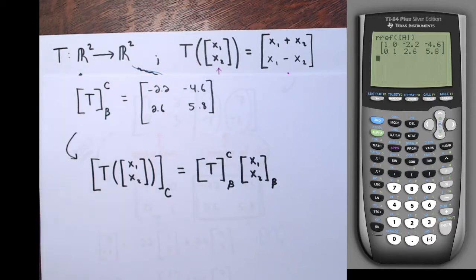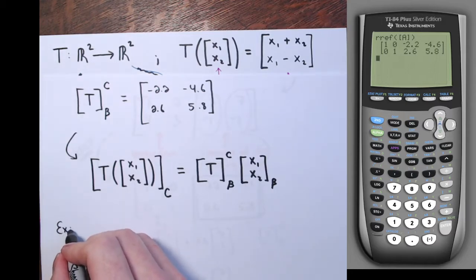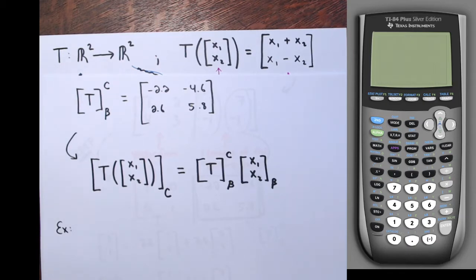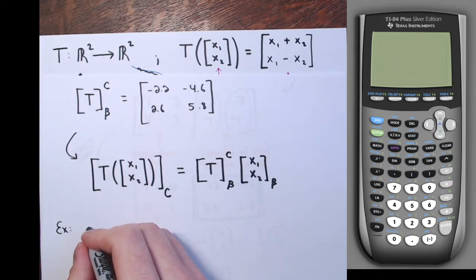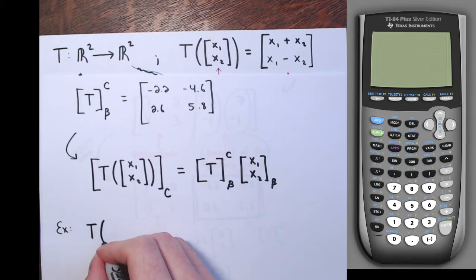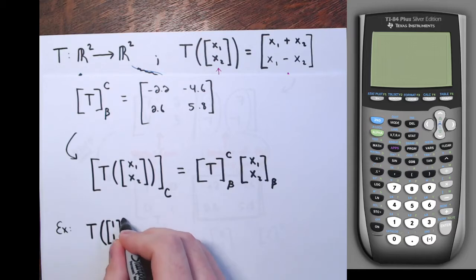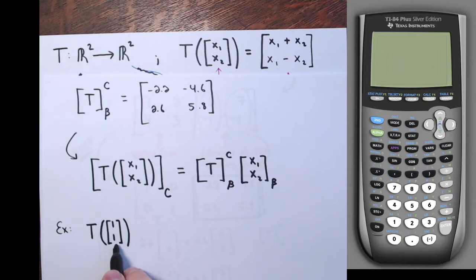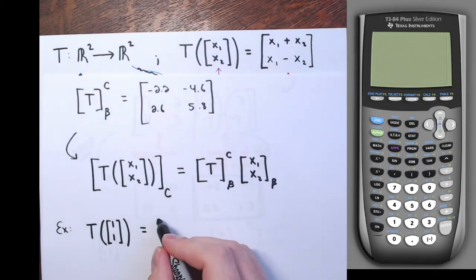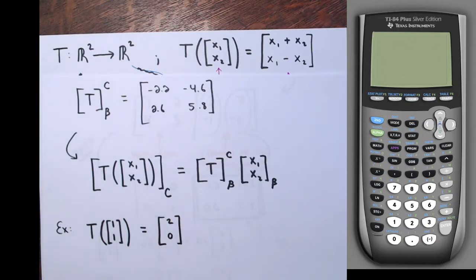For example, let's say I were to take T of, I'll just go with a simple one, 1, 1. Now there's no subscript here, so these are coordinates relative to the standard basis. Now T of 1, 1 would be the vector 2, 0. Again, these are relative to the standard basis right now.